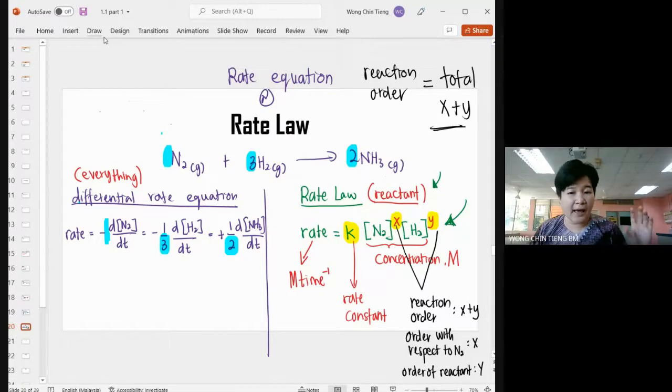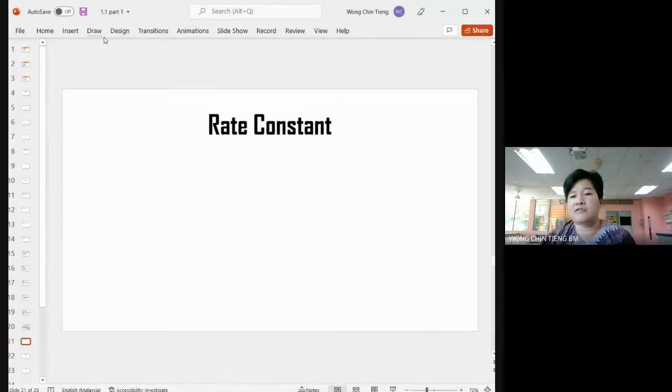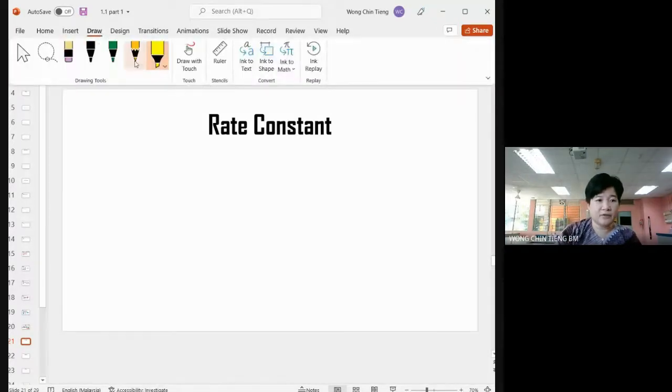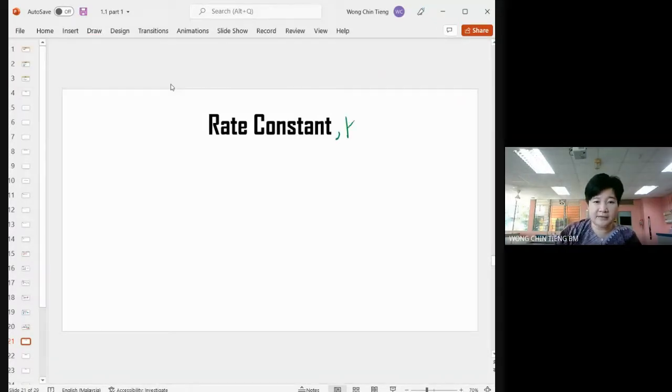Tapi X dengan Y individual adalah order to the reactant. Alright, order of that particular reactant is different. Okay, it's different. Depends on the question apa yang dia tanya. Okay, boleh beza? Just very quickly. Boleh beza rate law dengan differential rate law? Yang tu yang paling penting. Kena boleh beza. Okay, next, rate constant. Knowing that your rate constant today, okay, is K.